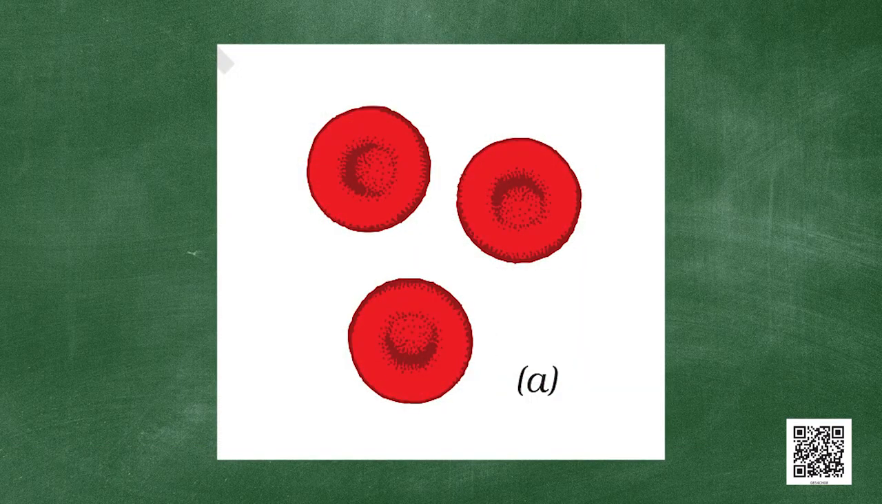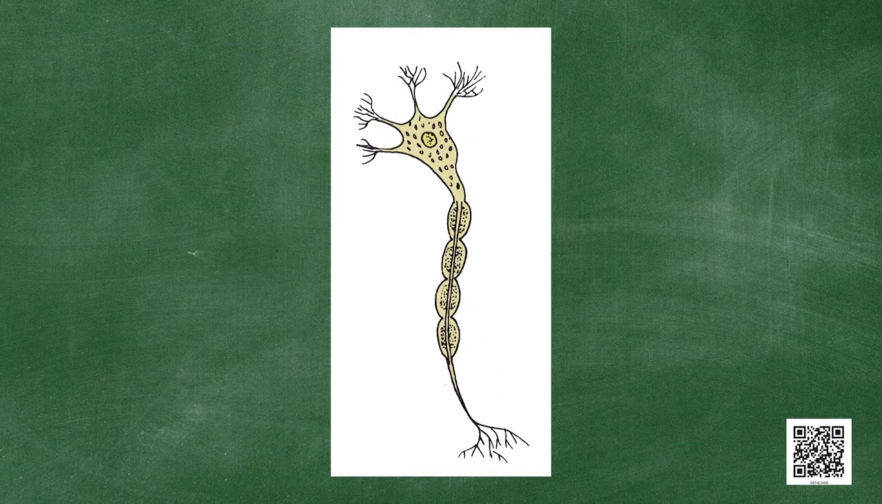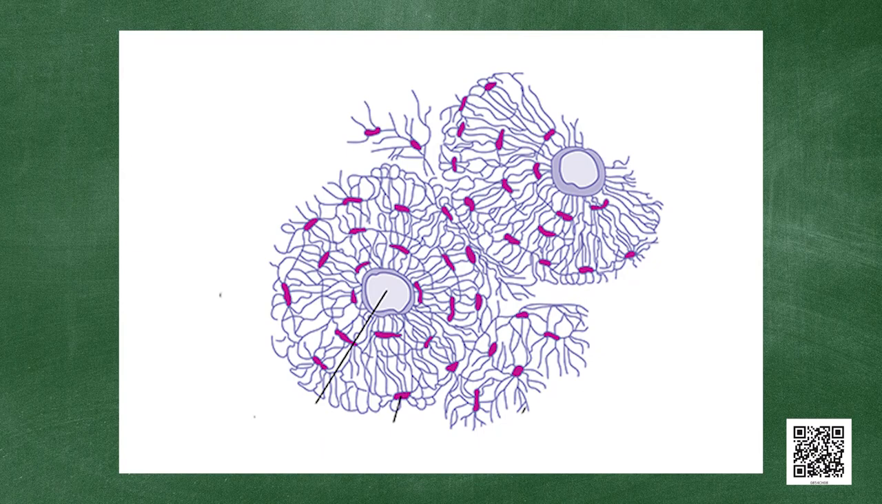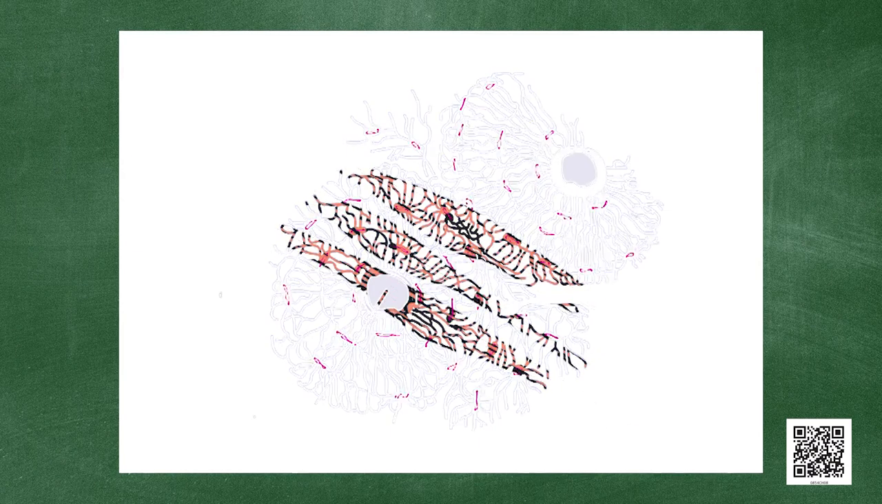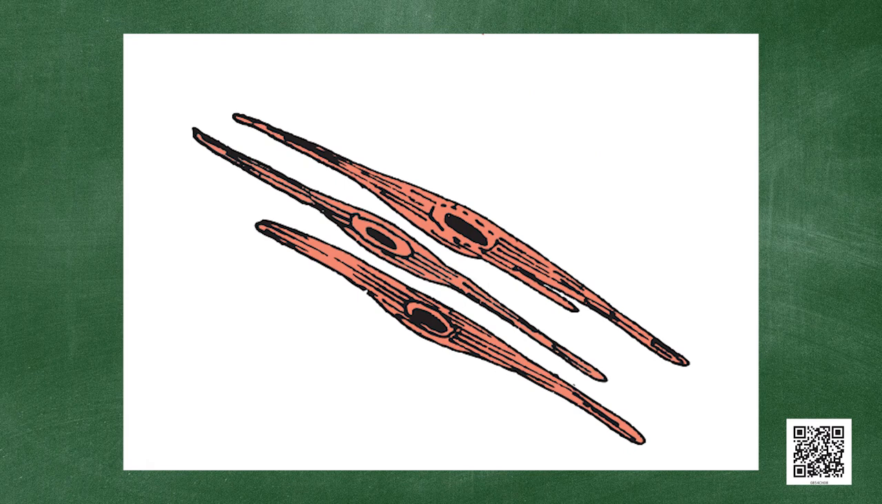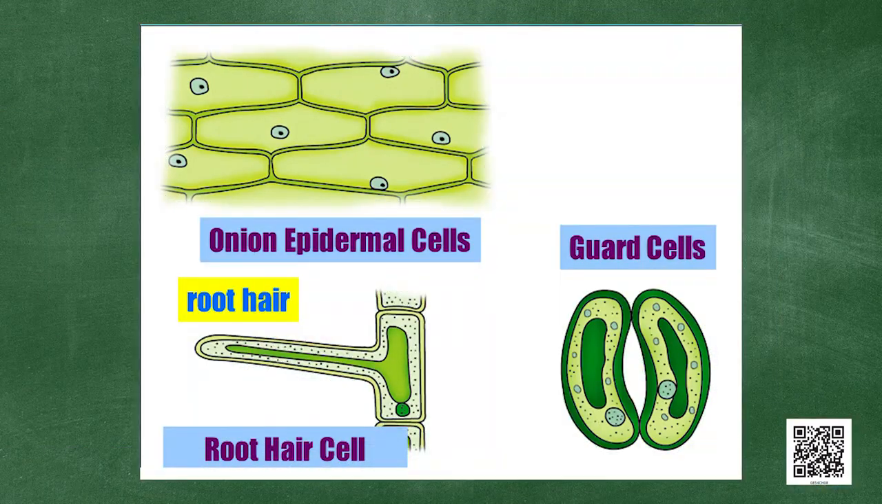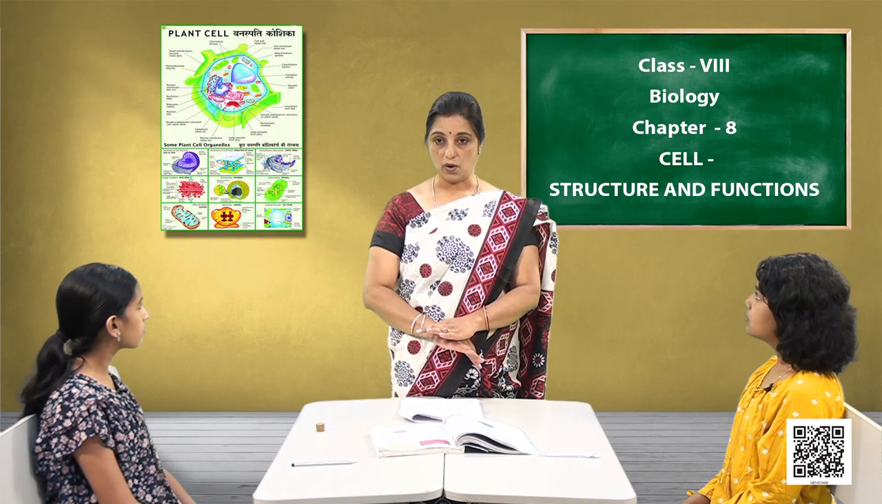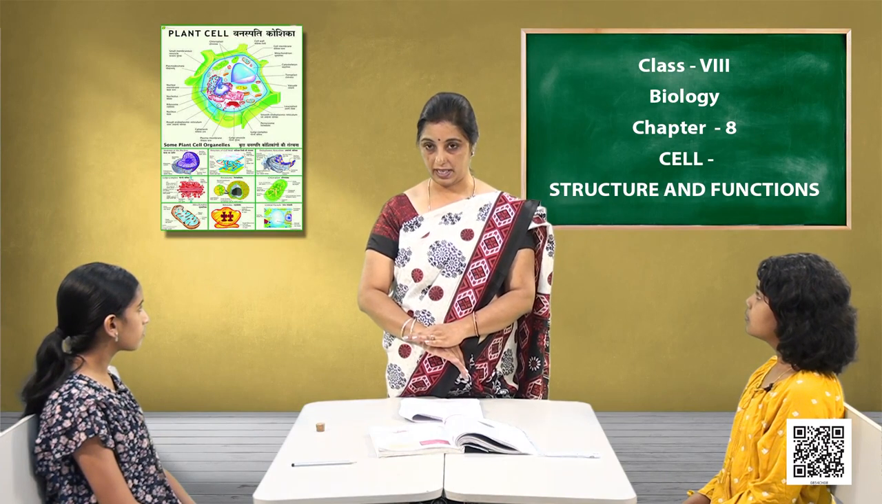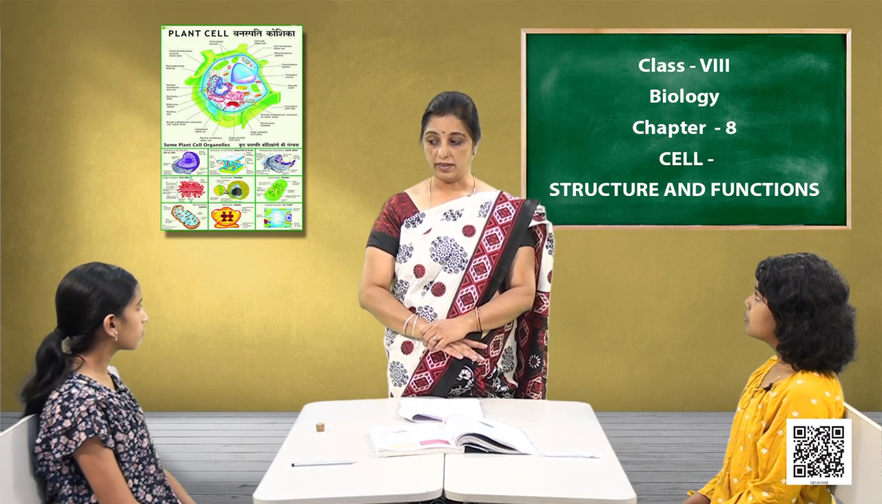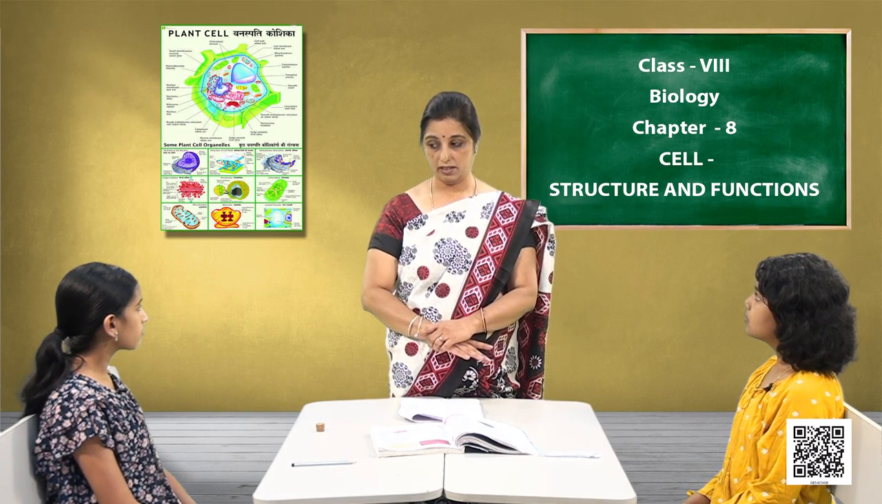So these are the different cells which you can see. This is a blood cell. This is a nerve cell. This is a bone cell. This is a muscle cell. Can you see all these are coming in a different pattern? These are plant cells. Can you see it's coming in a different pattern? After observing all these different types of cells, can you tell one thing which is coming in common?